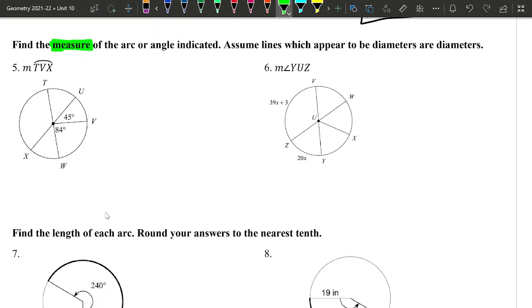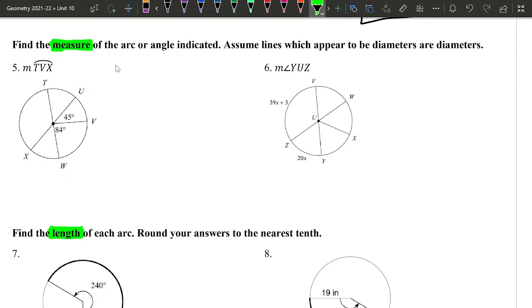If you had the word length, like in 7 and 8, you see length. That is the formula at the bottom of your formula sheet in the middle. That is not in degrees. It's in inches or feet, some sort of linear measurement. But right now for 5 and 6, it says measure, so we're dealing with degrees. So when dealing with angles, angle measures, figuring out which formula to use is based on where the vertex of the angle is.